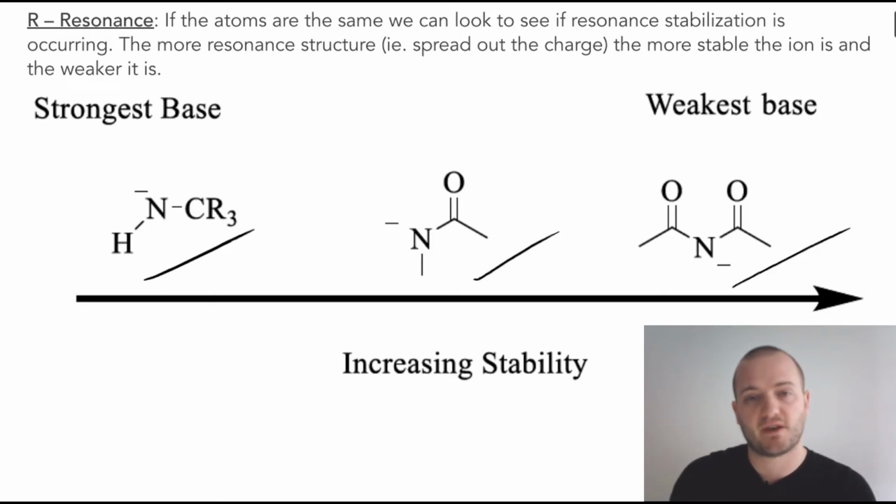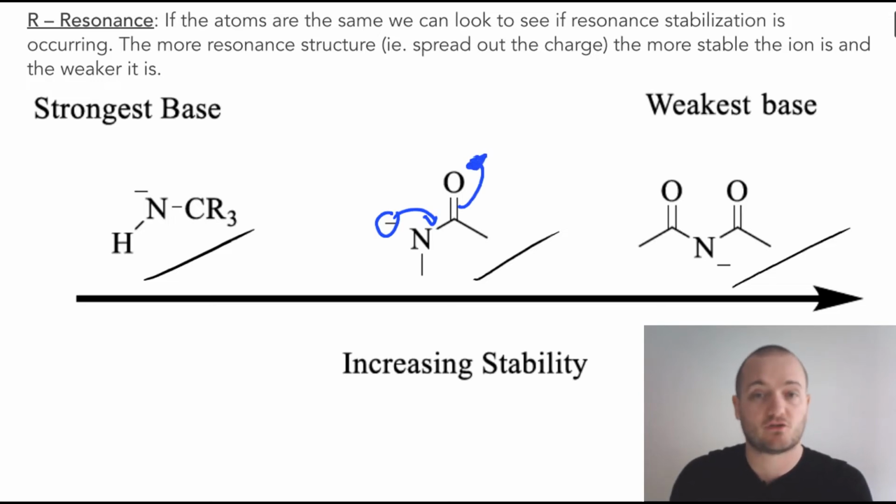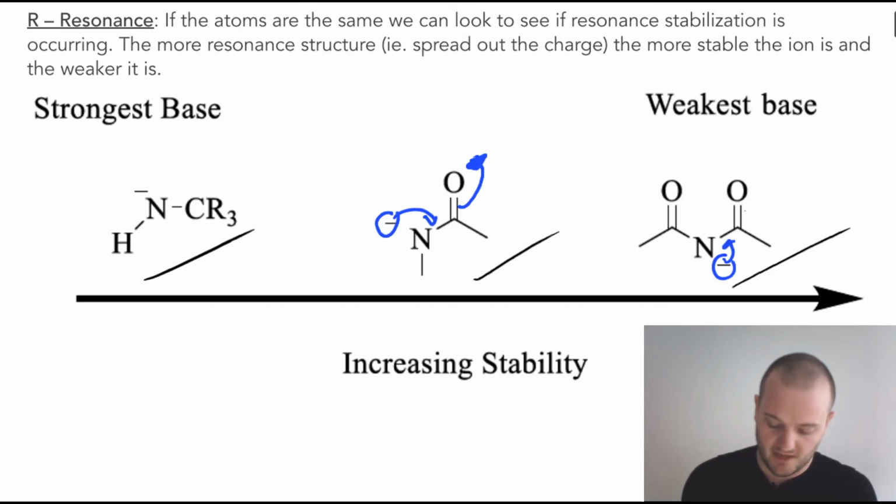The negative charge is fixed on that nitrogen. In the middle, we have one resonance structure where we can move this anion over here up to this oxygen, which is going to be pretty good because oxygen likes negative charges more than nitrogen does. And then on the far right-hand side, we actually have two resonance structures. We can move this negative charge to the right, or we can move it up here to the left.